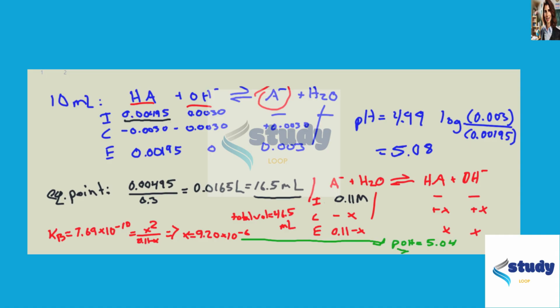And then we can go ahead and go to pH, and that would be equal to 8.96. So that's at the equivalence point.